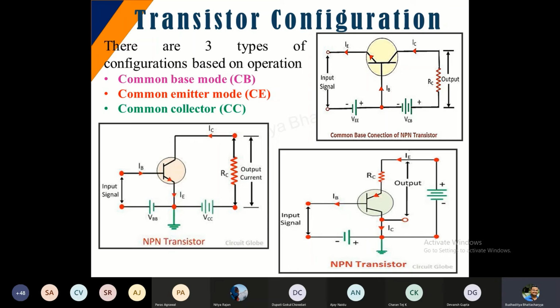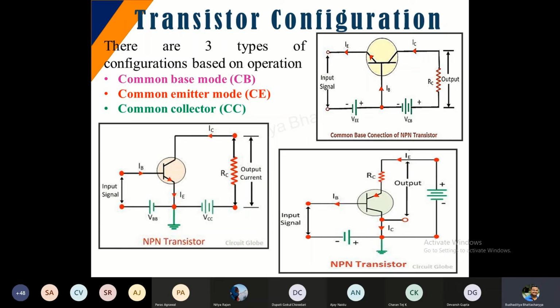Now, ideally, what happens, you can see that there are three portions of a transistor: emitter, base, and collector. And the connectivity also depends on these three possible regions only. So there are three possible combinations. One is called the common base mode. The other one is called common emitter mode, and another one is called common collector. So in general, from the term itself, it is quite obvious that for common base mode or CB mode, the base of the emitter should be grounded.